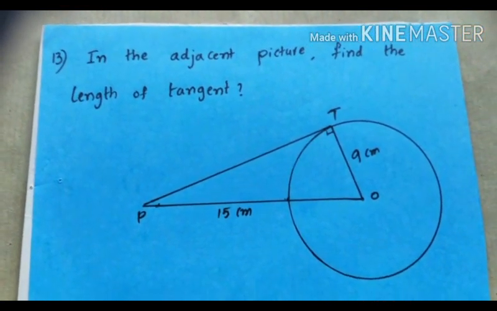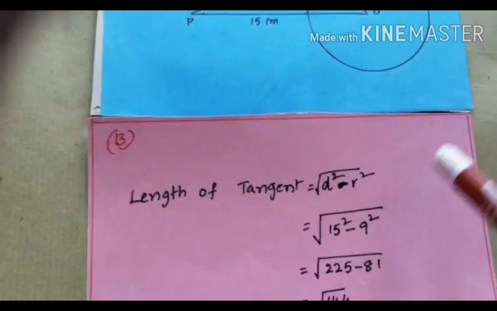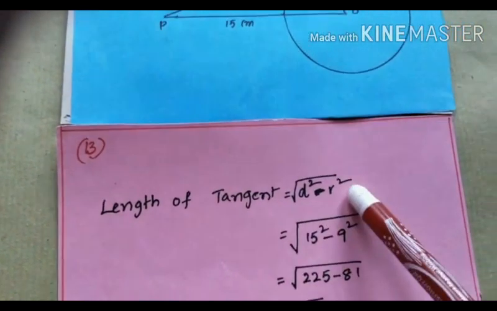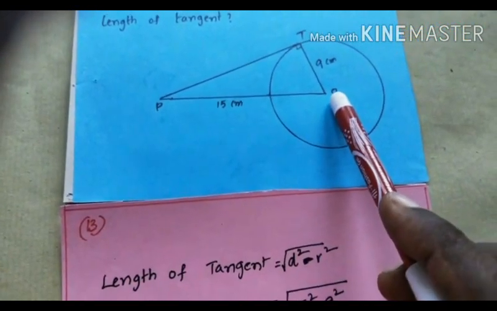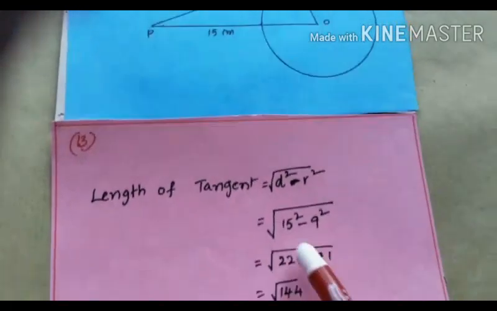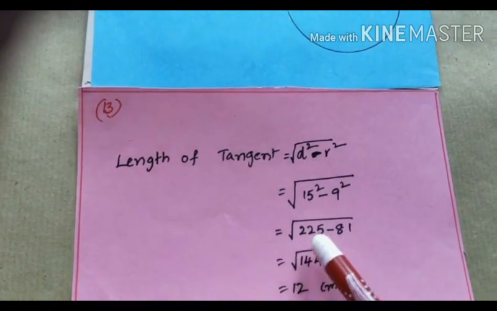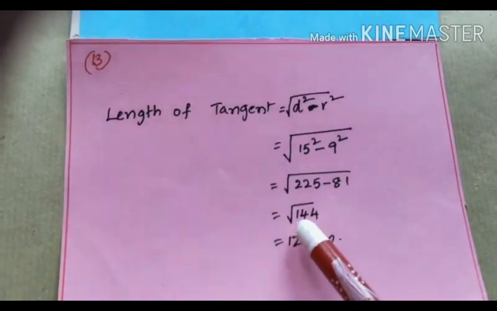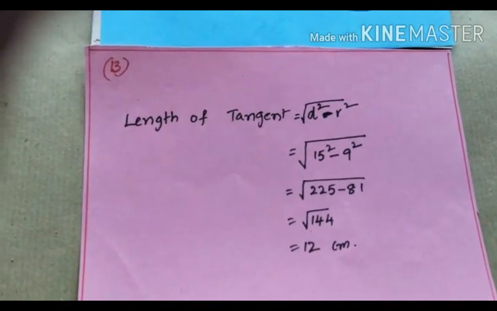13th question. In the adjacent picture, find the length of tangent. So we know the length of tangent formula, root of d square minus r square. Here d means the distance from center to the point, 15 centimeters, and r means radius. Root of 15 square minus 9 square, that equals root of 225 minus 81, that equals root of 144. So the square root of 144 is 12 centimeters.